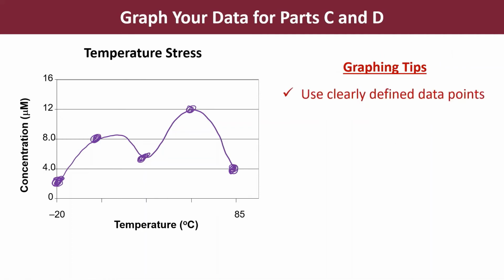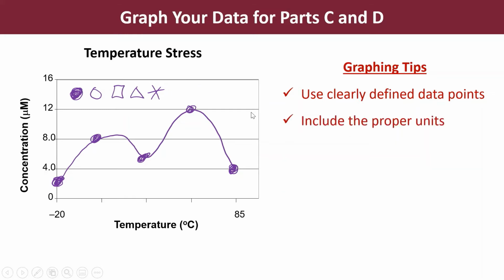First graphing tip, use clearly defined data points. So you can see what I did is I had some nice circles as my data points. They don't have to be shaded in, you can have them open. You can use squares, you can use triangles, stars, and so on. Just make sure your data points are really clearly defined, that you're not using the little teeny tiny ones that are hard to see. I want to be able to see every data point very clearly.